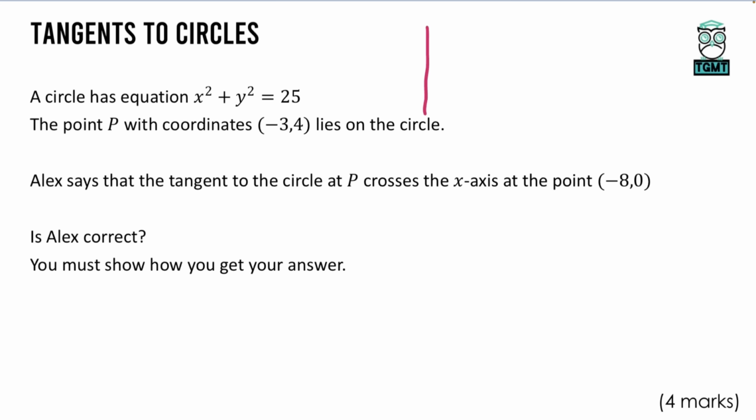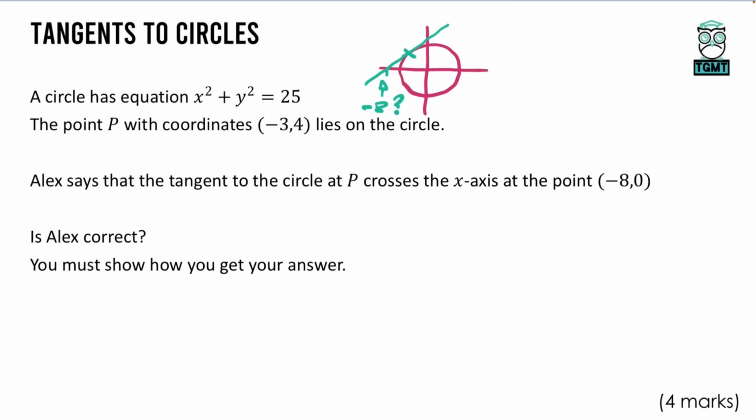If you wanted to draw a little sketch of it, to envisage what it looks like, you've got a circle centred at 0, 0, and -3, 4 is in this region just here. So this is what our tangent would look like. So -8, 0, what it's asking is this point here, is it -8? Essentially, that's what it's asking. So we need to go about finding the equation of the tangent.